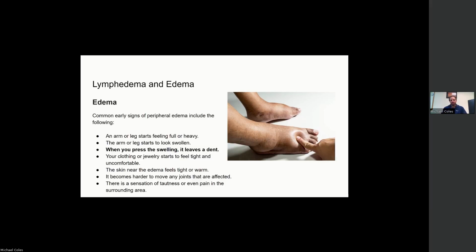Clothing or jewelry starts to feel tight and uncomfortable. Skin near the area of edema becomes tight or warm. It becomes harder to move your joints that are affected. And the body just feels really tight and stretched around the area, sometimes causing pain.